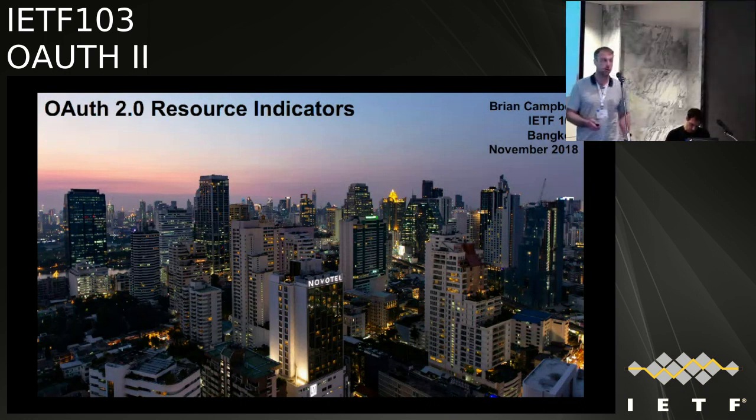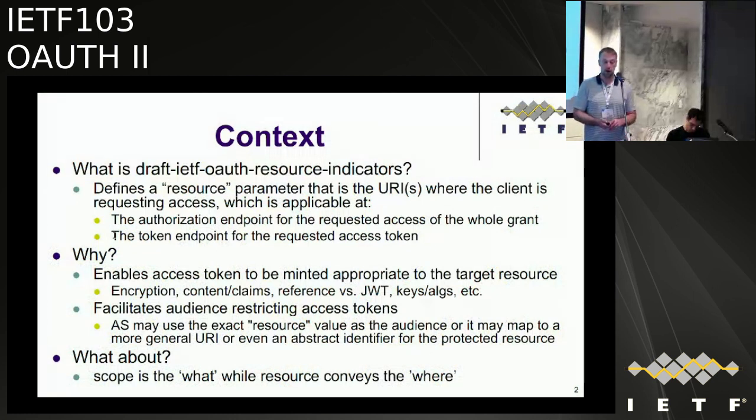So a little bit of context about what this draft is. Basically, there's not a lot to it on the surface anyway. It defines a resource parameter that basically is just a URI or URIs where the client is requesting access. And this is applicable both at the authorization endpoint to convey basically the requested access of the whole grant that's being asked for. And it's also applicable at the token endpoint, which is more specifically about the scope of use of the access token that's being requested right there. What resource are you going to use that particular access token at?